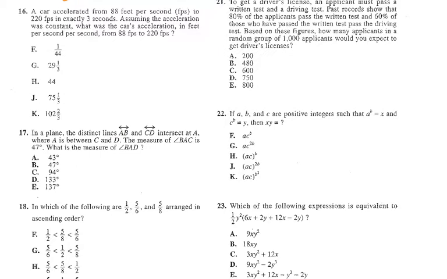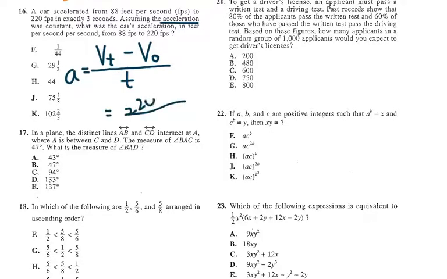For 16, basically we're looking for acceleration. That means your vt minus v0 over time. That means acceleration. Therefore, you will do the 220 minus 88 over 3. So you will get the answer key is 44.